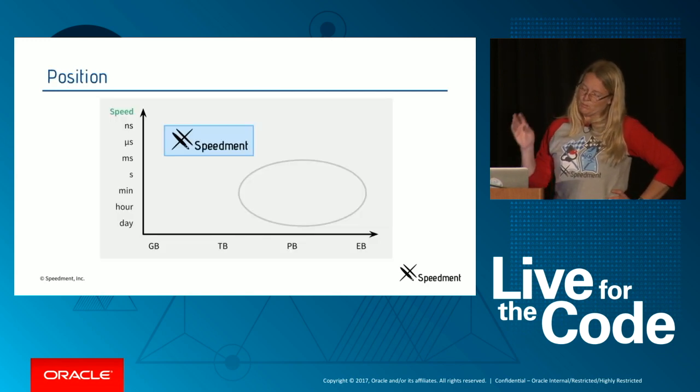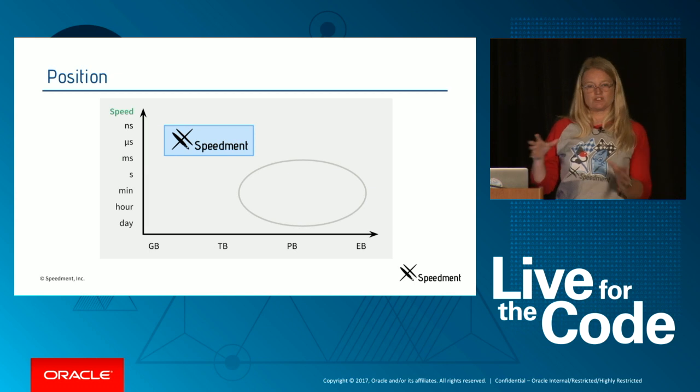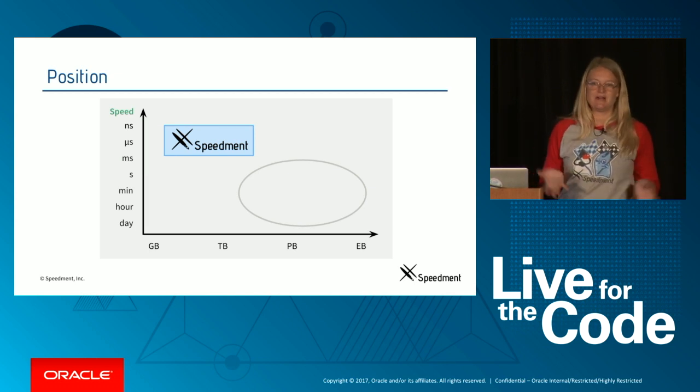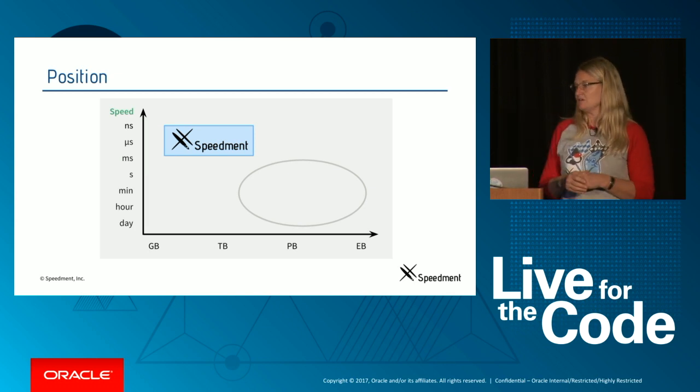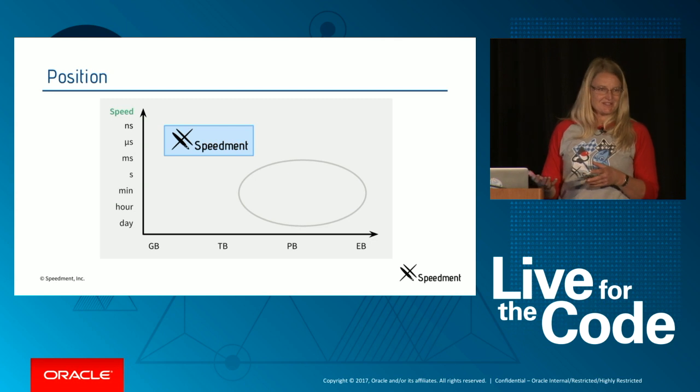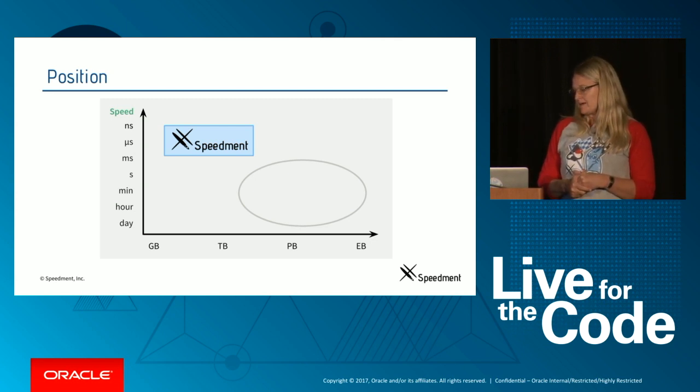So when is Speedment good? We often get a question about whether it is possible to fit terabytes into your memory. And actually it is. You can get already now 7 terabytes as memory, and it's not expensive. So it's a very cheap solution to just buy more RAM and get this speed.